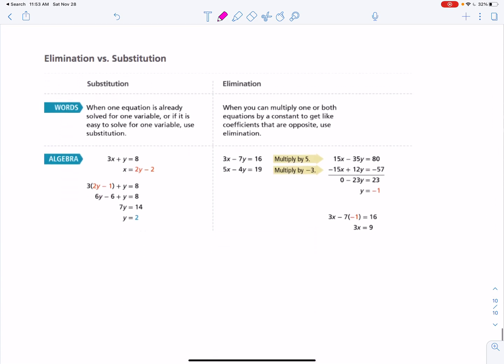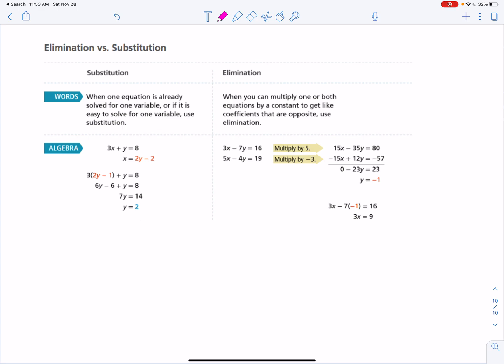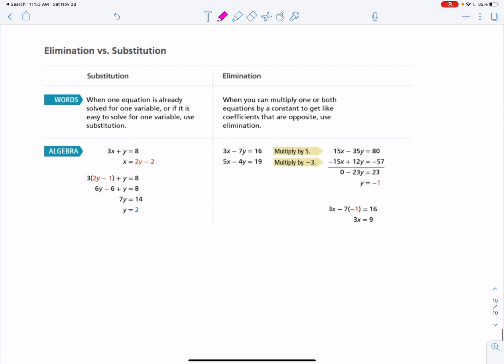All right, guys. So here's just a little slide of substitution versus elimination. Substitution is typically when you've got a variable already solved for, okay? Or it's easy to solve for a variable. That's usually a good route to use substitution. Elimination is good when you've got everything stacked up. Then you just get a common coefficient and you go along your way to eliminate.